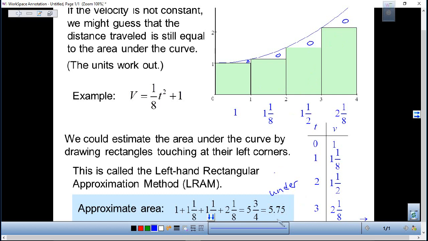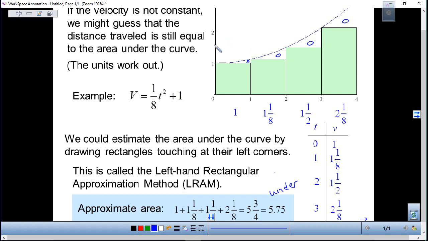Now, guys, I don't want you to make the misunderstanding of saying that a left hand is always going to be an under approximation. It's not. You have to actually look at the function itself and the application, because sometimes a left hand will be an under approximation, sometimes it will be an over approximation. So be careful and don't assume that a left hand will always be an under approximation.